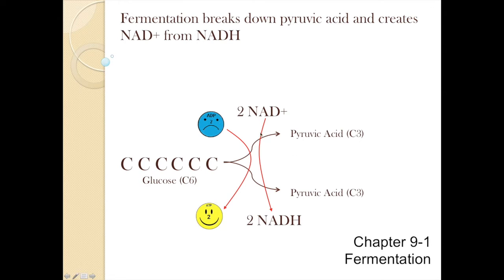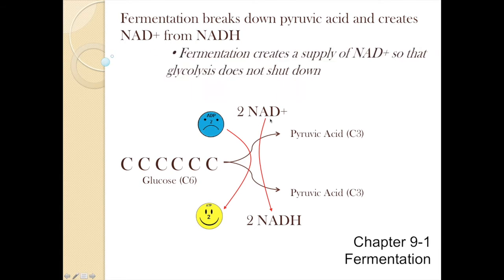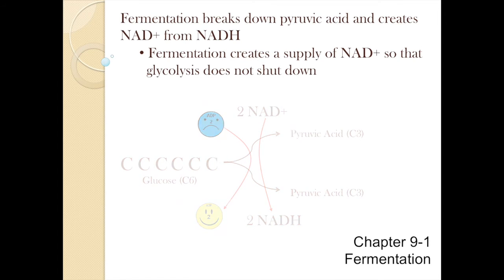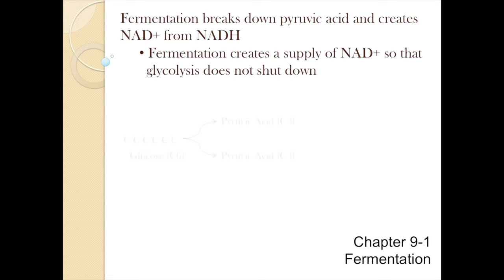If there is oxygen, NAD+ is one of the byproducts of the electron transport chain. So fermentation creates a supply of NAD+, so that glycolysis does not shut down. In other words, what fermentation does is it doesn't create ATP, but it keeps glycolysis going, so glycolysis can create ATP. Basically, it takes the NADH in glycolysis and turns it back into NAD+. It's as complex as it sounds. That's really all it does.